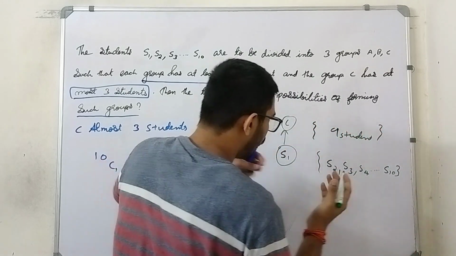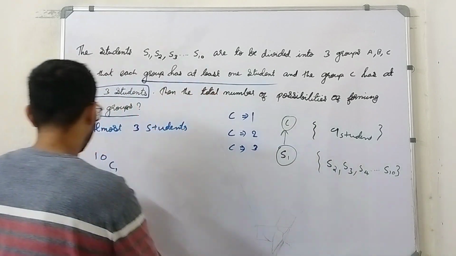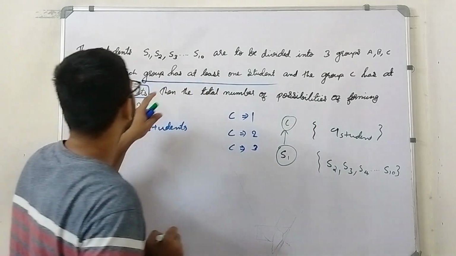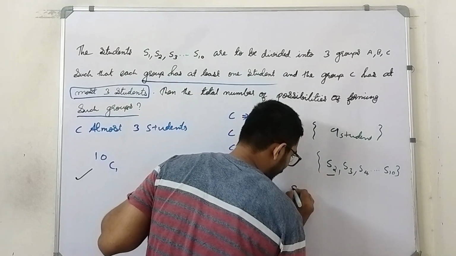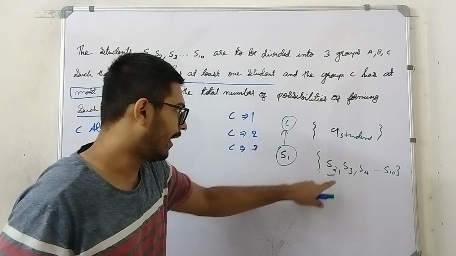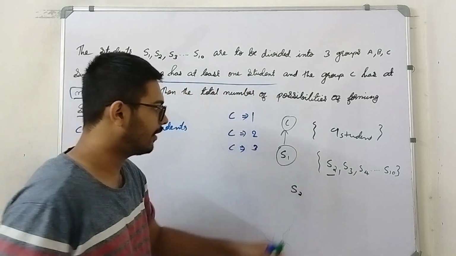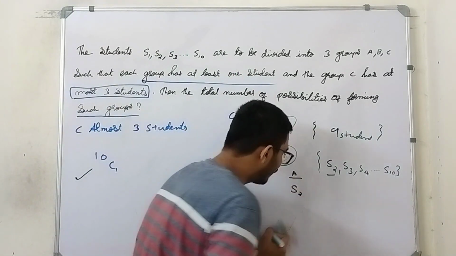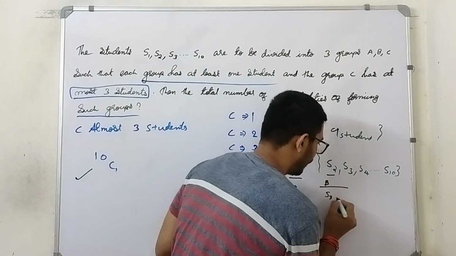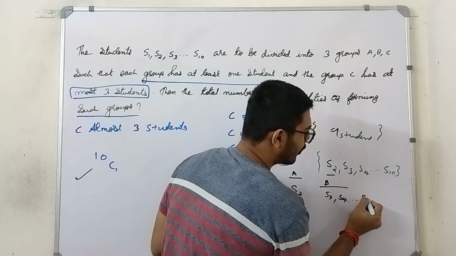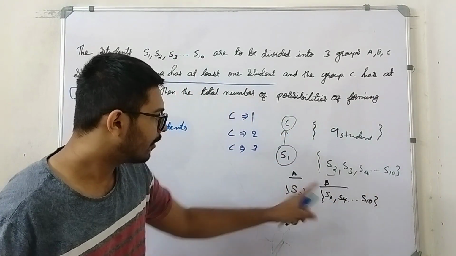Now, how many ways can A be filled? Because we have already filled C, now we need to fill both A and B. Suppose A is filled with S2. Then the condition is satisfied that at least one student is in A. The remaining students S3, S4, etc. up to S10 will be in B. So this is one possibility.